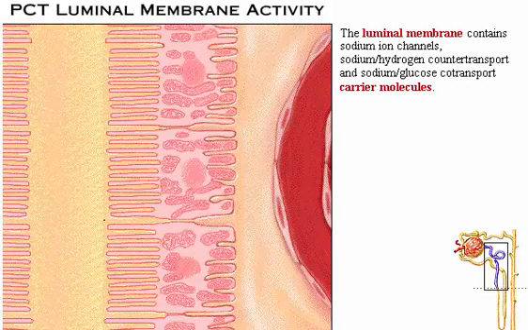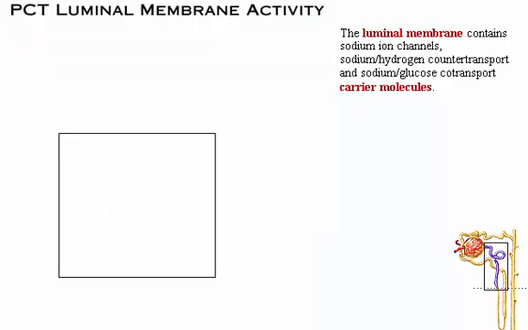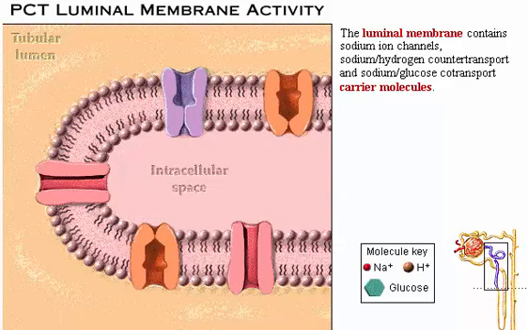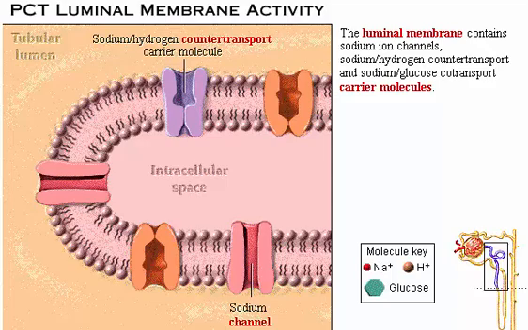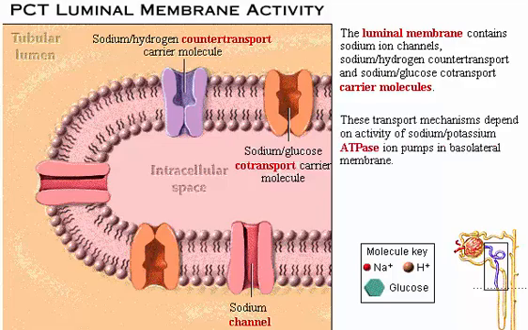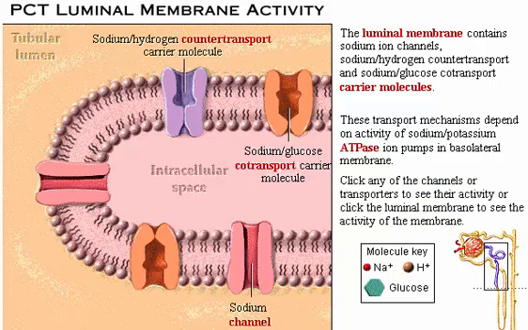The luminal membrane of the proximal convoluted tubule contains many transport proteins. Here you see sodium channels, along with the sodium-hydrogen countertransport carrier molecule and 2 sodium-glucose cotransport carrier molecules. The activity of all these channels and carrier molecules depends on sodium-potassium ATPase ion pump activity in the basolateral membrane. Click any of the channels or transporters to see their activity. When you have seen each, click the luminal membrane to see the activity of the entire membrane.